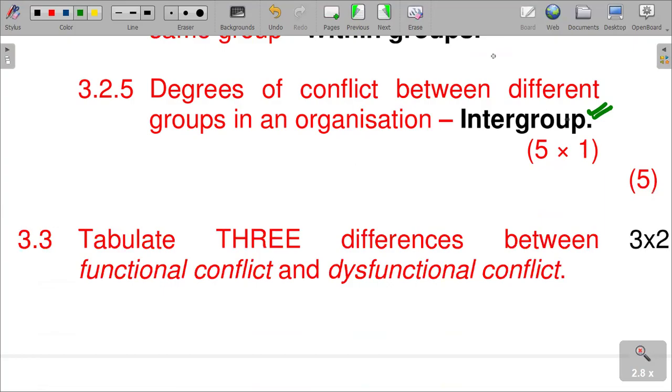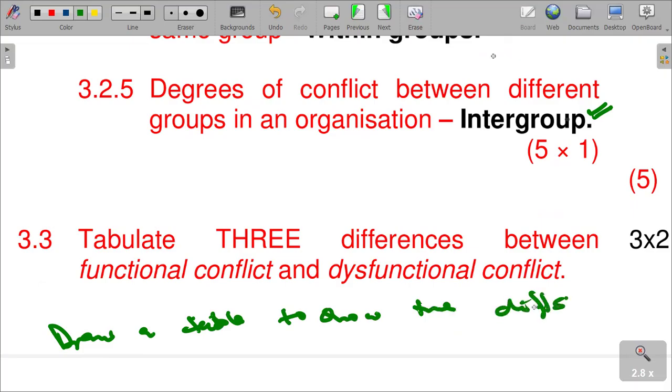Tabulate three differences between functional and dysfunctional conflict. Tabulate means you draw a table to show the differences. I've drawn the table there. Draw a table to show the difference between functional conflict and dysfunctional conflict. That is what the question wants you to do. By drawing a table, you have answered the first part of the question.